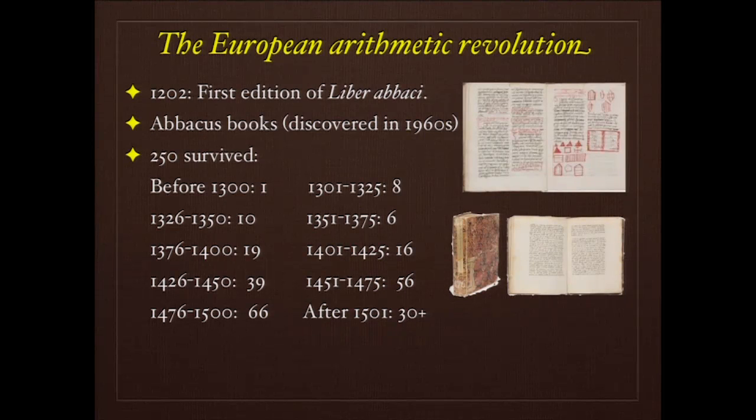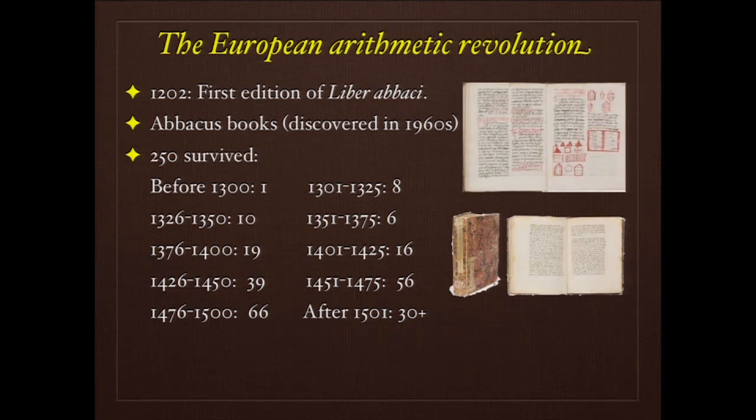One of them dates before 1300. We'll come back to that one. 8 of them in the next 25-year period. Then 10. Then there was a lean year. These are the ones that have survived. So then 6, then 19 that survived, then 16. So there was a steady growth of these things. And then eventually they died out.